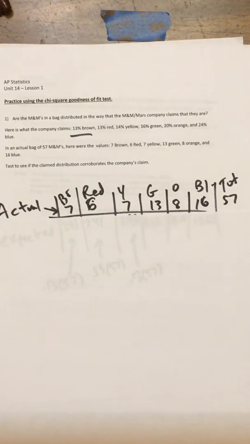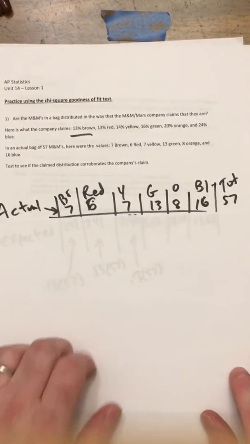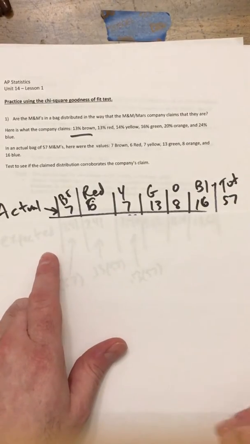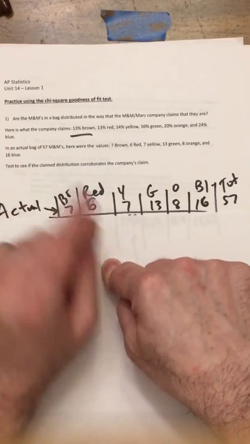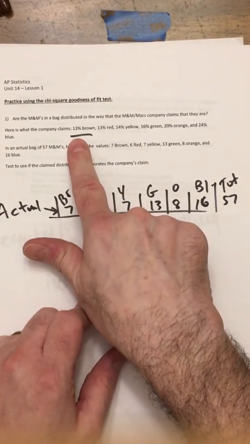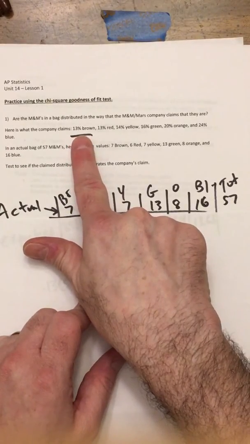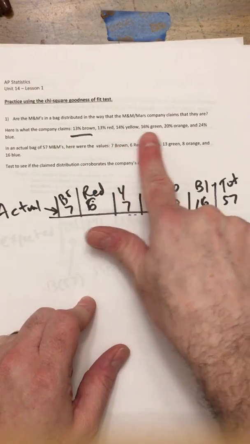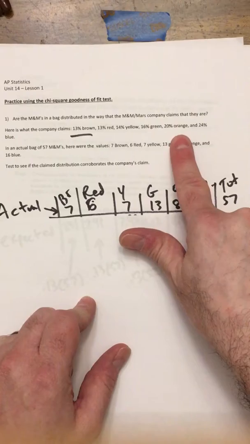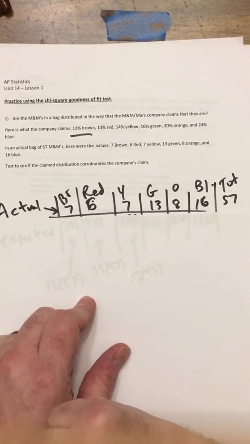Okay, guys. So for the last problem, we're going to take a look at this one, which is what happens when we're doing a chi-square goodness of fit test, but we're not expecting the distribution to be perfectly uniform. In this particular case with the M&M's company, it says that 13% of the M&Ms should be brown, 13% should be red, 14% yellow, 16% green, 20% orange, and 24% blue.